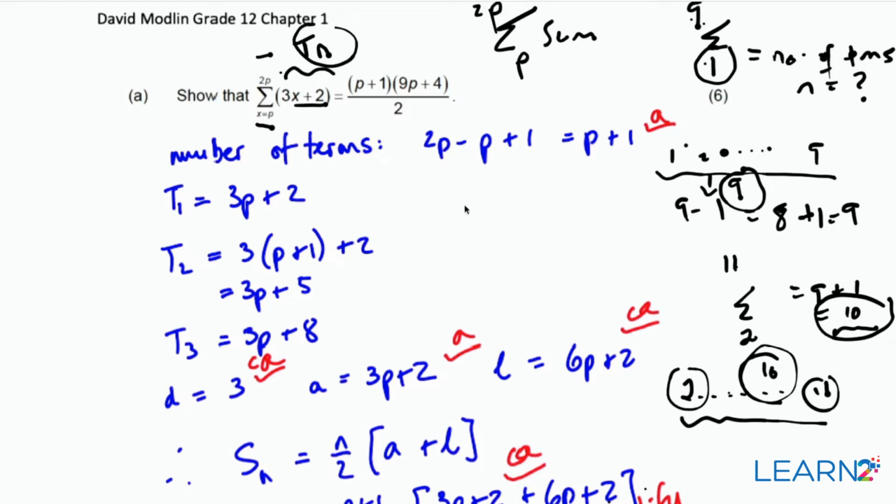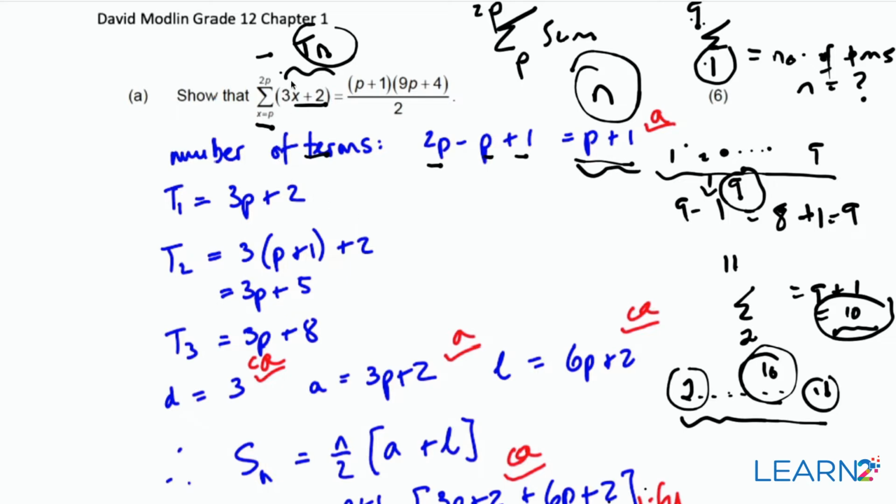So the starting point of these questions is to work out how many terms you are actually adding. So in this question, how many terms are we adding? Well, if you start with the top number of 2p and you subtract the bottom one, which is given as p, and then you add 1 to that result, you get 2p minus p is p, plus 1. So p plus 1 is your n here. It's the number of terms that we are adding in this sequence.